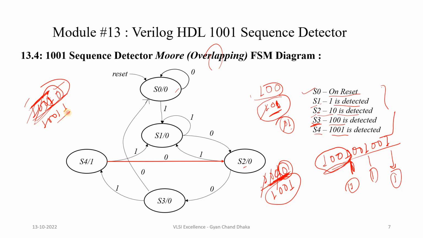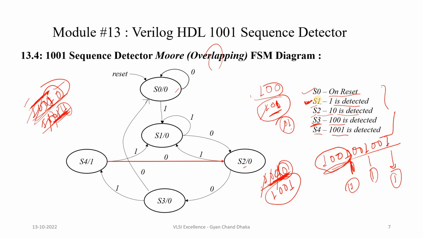But what happens if 1 is the next bit? So if 1 is the next bit, that means our sequence is 10011. So let's start removing bits from starting one by one. First remove 0, and 00010 is the next sequence. No, there is no sequence which can detect 0010. Again remove this, 011. There is no sequence. Again remove, 11. Again there is no sequence. Next remove 1, it will become 1. So 1 is detected. S1 is the state where 1 is detected. So we are going to S1.